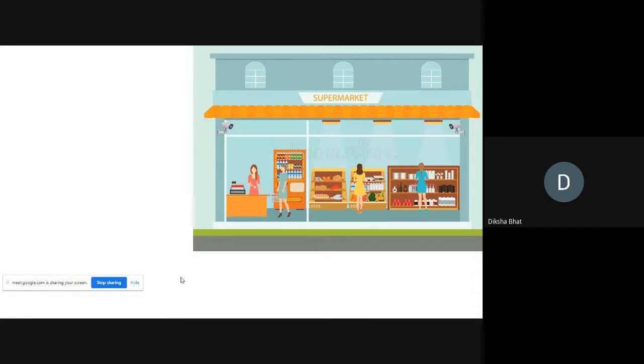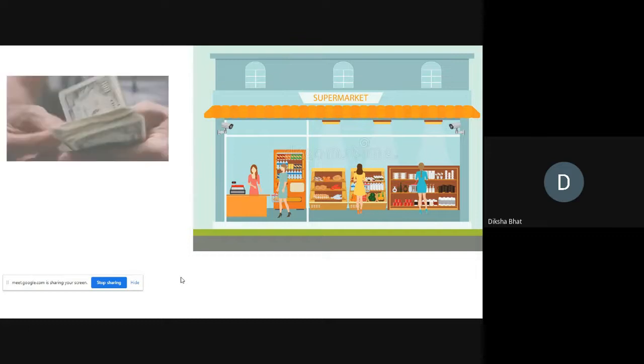Suppose you and your friend went to market and he paid rupees 40 for you. How would you represent this number using sign? How much you are to pay him? Negative 40, isn't it?